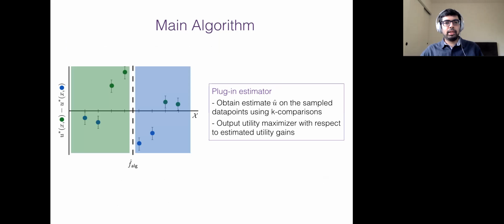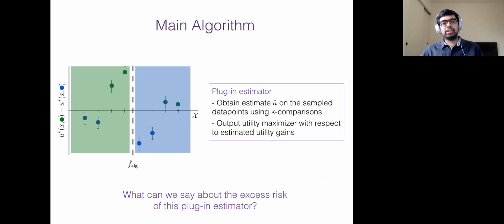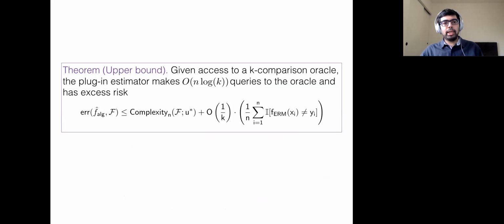So just to recap, our main algorithm is a two-step plug-in estimator in which the first step comprises estimating utilities u hat on the sample data points by interacting with the k comparison oracle. In the next step, the algorithm outputs the empirical utility maximizer with respect to these estimated utilities. Given this algorithm, the natural question to ask is what about the excess risk of this estimator, which was our original objective to begin with. Our main upper bound theorem precisely answers this question.